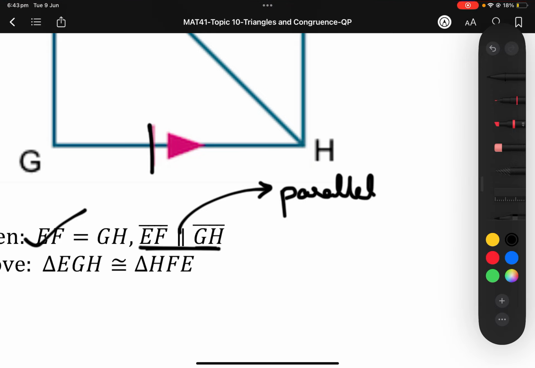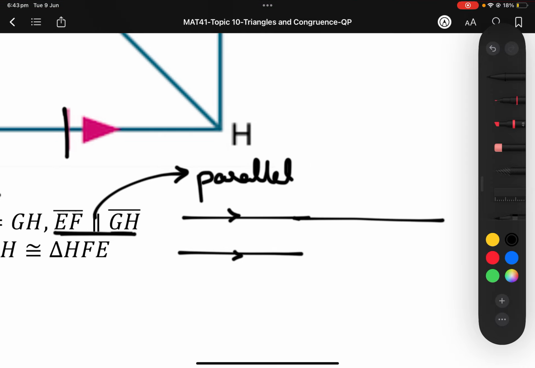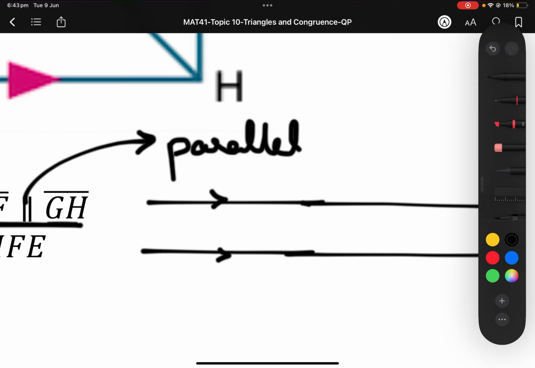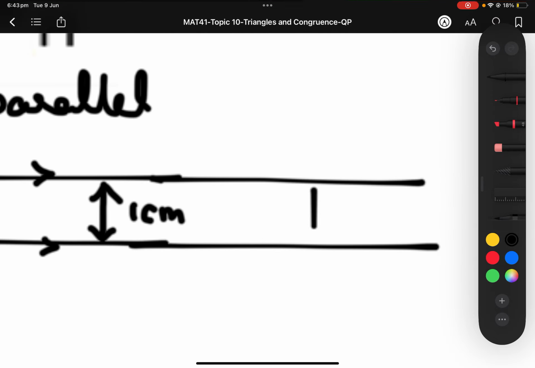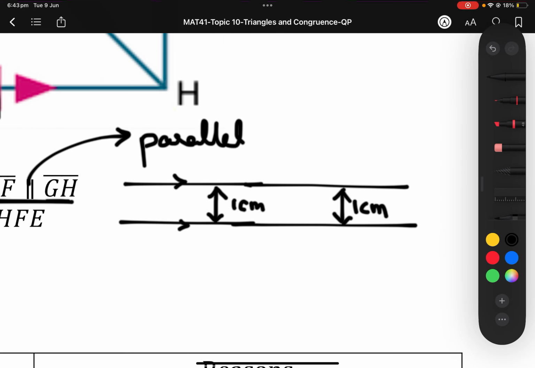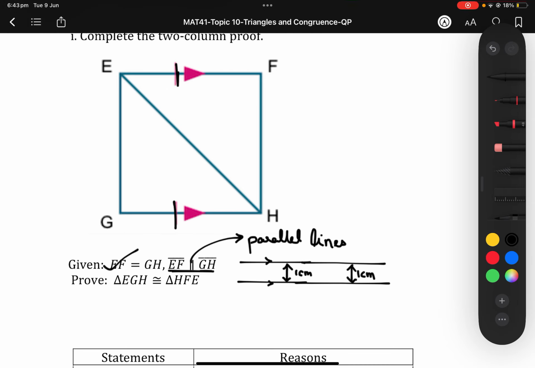Parallel means they go in the same direction and they never meet. However much you extend, they will never meet. Why is that so? Because they are separated by a fixed distance. If this is 1 centimeter, everywhere I check the distance between them, they are separated by the same distance. This is what is called parallel lines. So here it is saying that the EF line is parallel to the GH line.